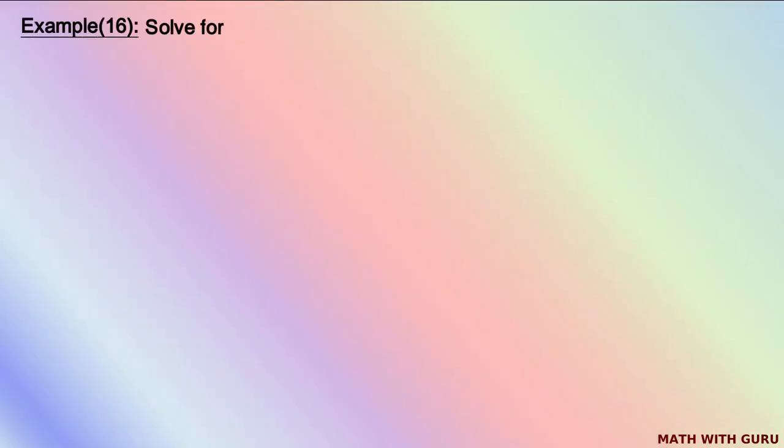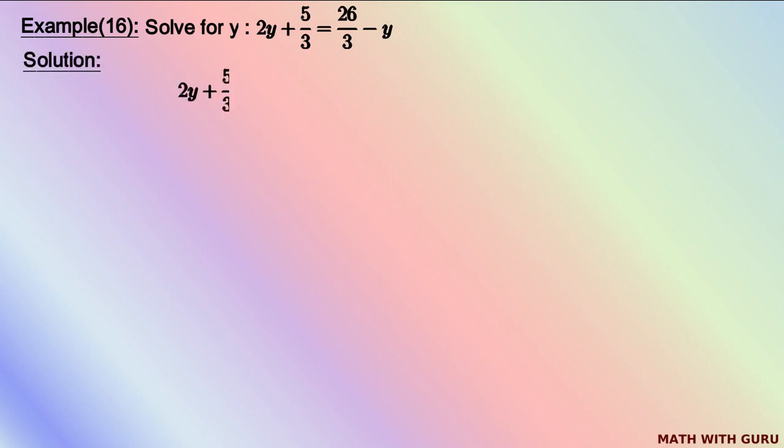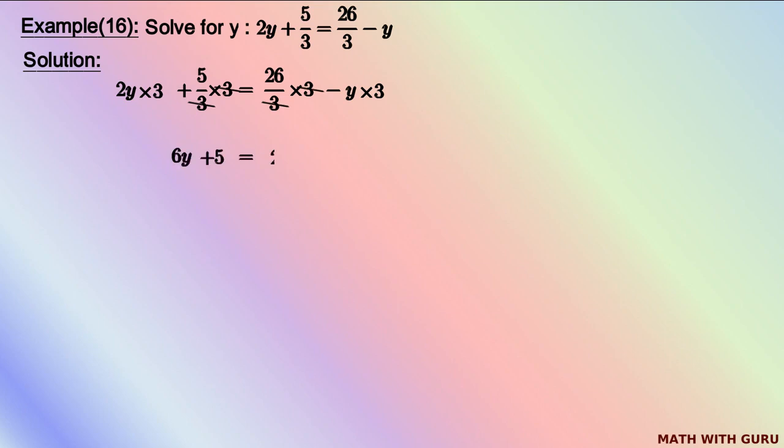Example 16. Solve for y. (2y plus 5)/3 equals 26/3 minus y. Here again, multiply the entire equation by 3 because 3 is the only denominator here. Multiply each and every term by 3. 3 ones are 3. What remains? 6y plus 5 equals 26 minus 3y.